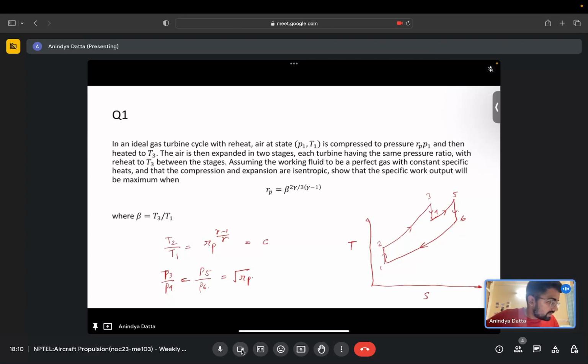And one more thing is given, that our T5 is equal to T3, which we get from this line: air is expanded in two stages and each turbine has the same pressure ratio, which is indicated by this. And in the last sentence, it is reheated to T3 between two stages, so T5 equals T3. Okay, so let's proceed.